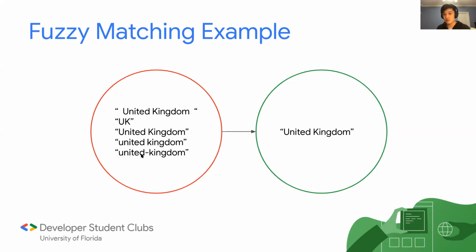But if I were to do fuzzy matching, I would set this as a target value. And then these values would cross a certain threshold of similarity. And as such, the algorithm would transform them into the target value. And now your model, whatever analysis you're doing, will treat all these values with the same meaning.